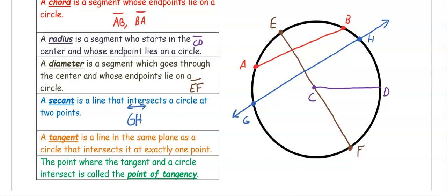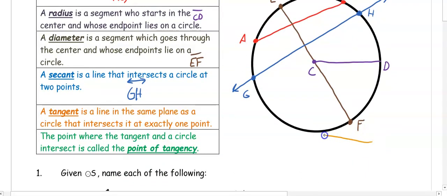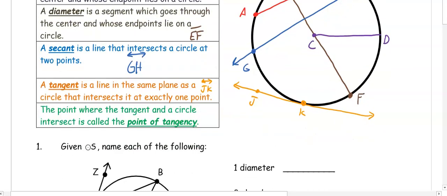The other type of line then is a tangent. A tangent is a line that just intersects the circle once. So it goes up to the circle and then it keeps going. So we'll call this JK. It's also going to have arrows. The point of tangency then is that special point where the tangent line touches the circle. So in this case, K would be the point of tangency.